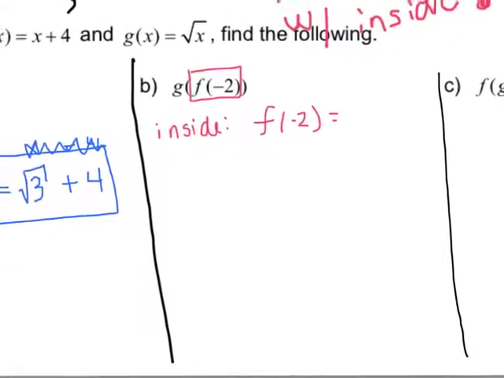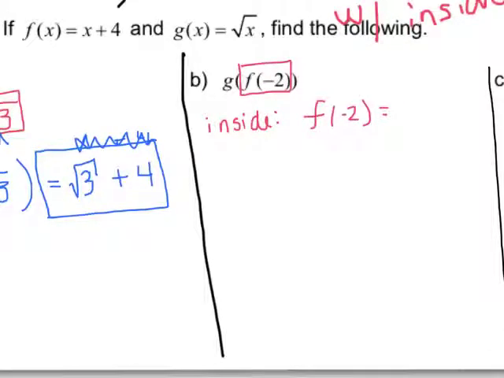So go to your f function, and you're going to plug in negative 2 for your x, and we want to add 4. So negative 2 plus 4. Alright, so when I plug in negative 2 and add 4, that simplifies down negative 2 plus 4 to 2. Alright, so now we got to do the outside. So it's basically like two things. You got to always do the inside first, and then after you get the inside, do the outside.